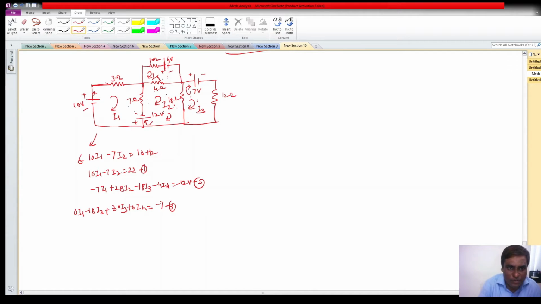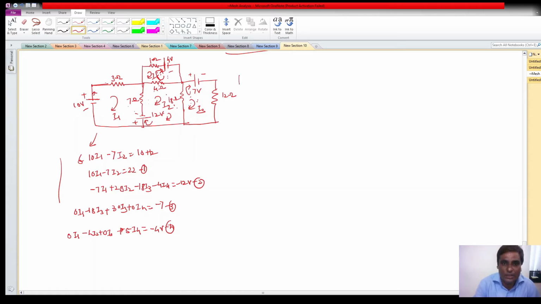Similarly, you can write for mesh 4. So 4 plus 1, 5. So 5 I4. Is there any common between 4 with 3? No. So plus 0 I3. Is there any common between 2 and 4? Yeah, 4 to 2, minus 4. So minus 4 I2, and there is no common between 1 and 4. So there is 0 I1, and which will be equal to, observe that current is coming into the positive terminal, so it will be minus 4 volt. Okay, and then you can solve using the linear algebra form, and you can obtain the unknown mesh currents.